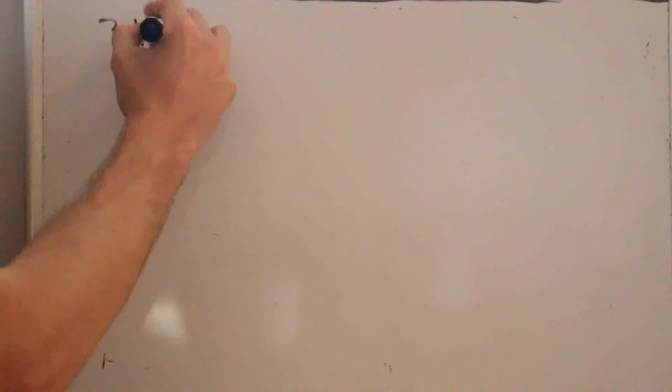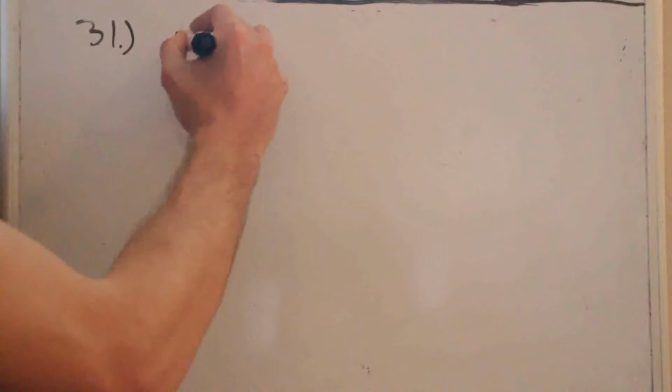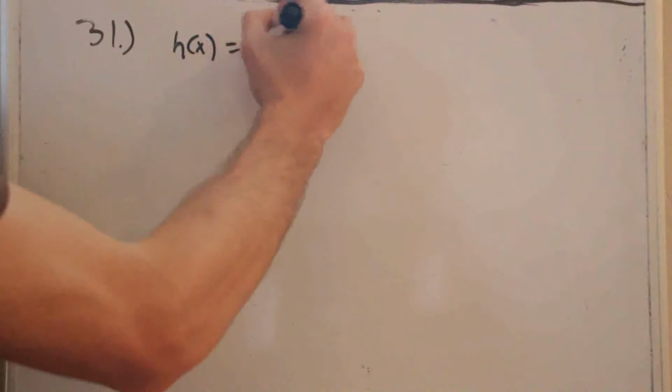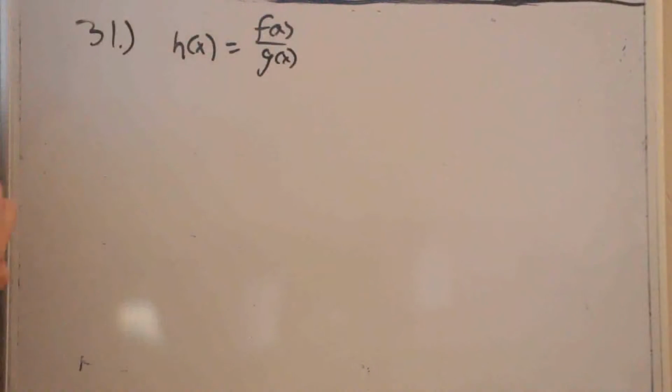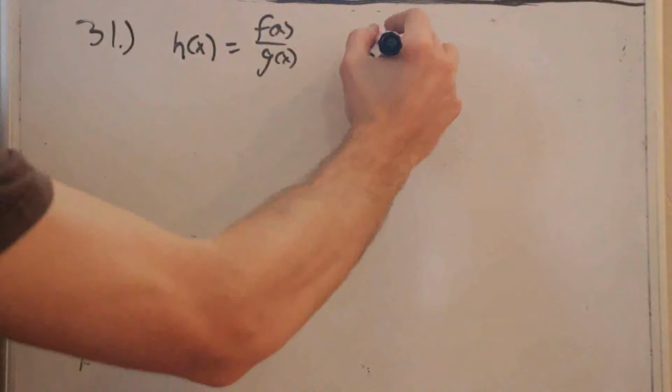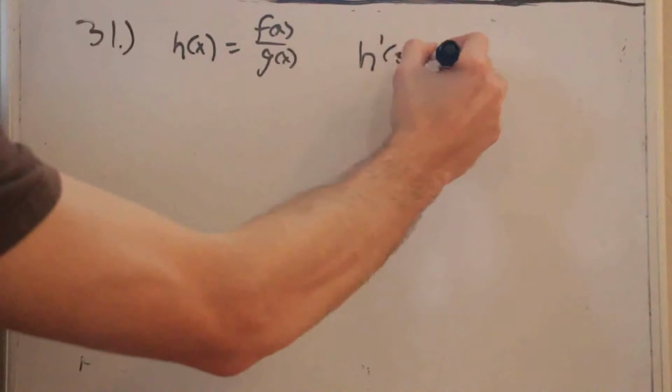Okay, next one, number 31. So 31, you've got a picture in your book. I recommend you look at it while you're watching this. The functions f and g are piecewise linear functions whose graphs are shown above. If h of x equals f of x over g of x, then they want to know what is h prime of 3. H prime of 3 equals what?